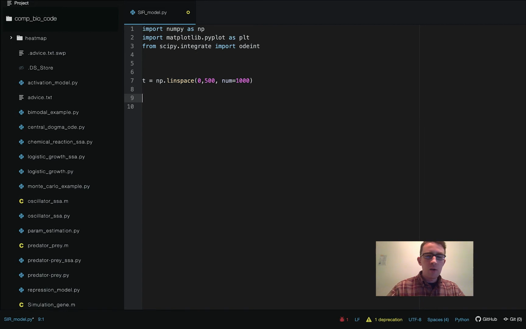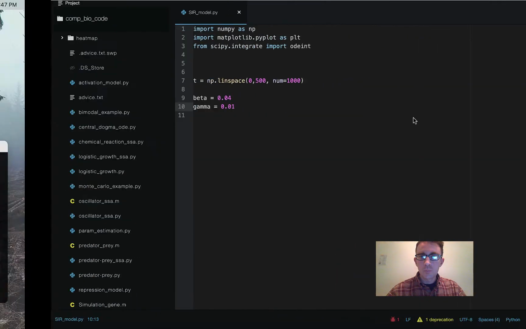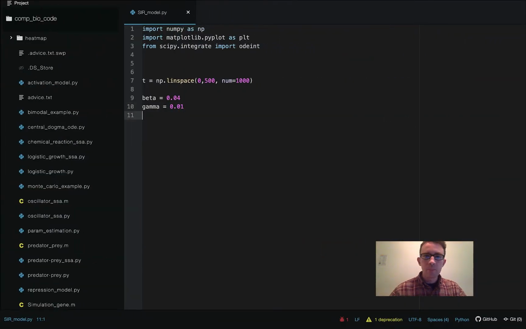And then next we're going to define our parameters. We have beta, let's call this 0.04 for now, and then gamma, call this 0.01. For the purpose of our simulation, let's make sure that beta is greater than gamma, because that will give us an R naught of greater than 1, which will mean the disease will be spreading. Okay, and then next I'll put these params in a params array just to keep track of them.